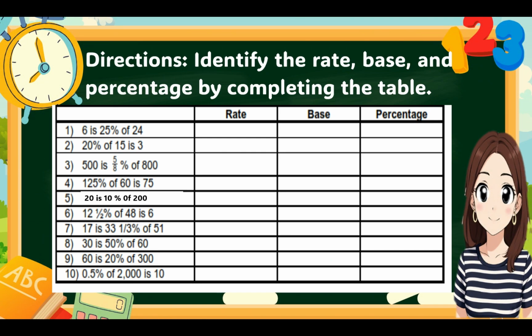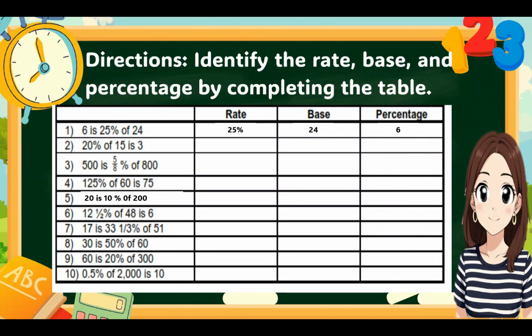Now let's try this activity. Identify the rate, base, and percentage by completing the table. Number 1, 6 is 25% of 24. Our rate is the one with a percent sign, so the answer is 25%. And base is the total amount or the whole amount. So we have 24. Percentage is just part of the whole, so we have 6.